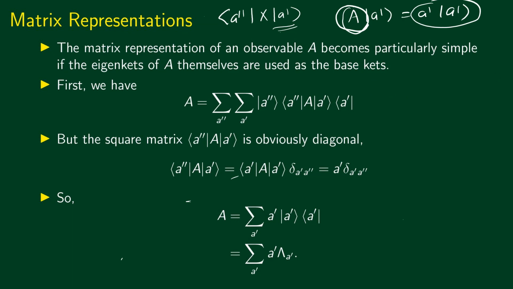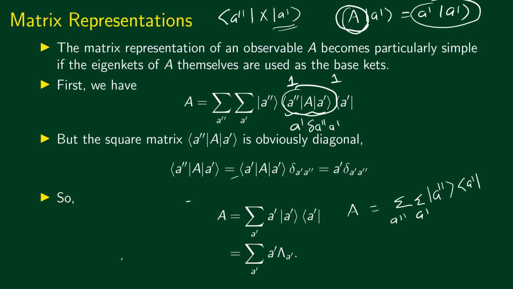Now let's look at this expansion of operator A. Operator A can be written as, I've introduced two identity operators here, as usual. And these elements are the matrix elements. The matrix elements, we saw that these are of the form a prime delta a double prime a prime. So operator A is equal to the sum over a double prime, sum over a prime, of bra a double prime, ket a prime, and what do I have here? a prime delta a double prime a prime.